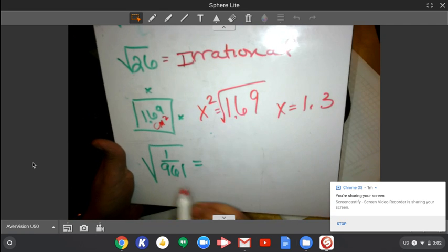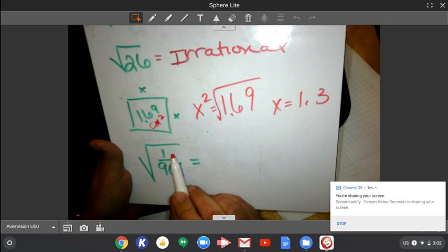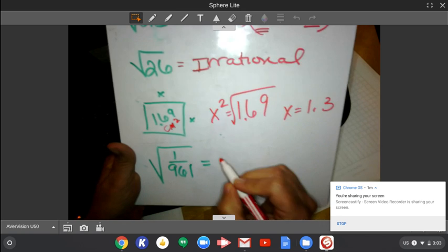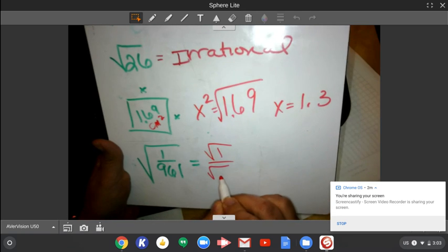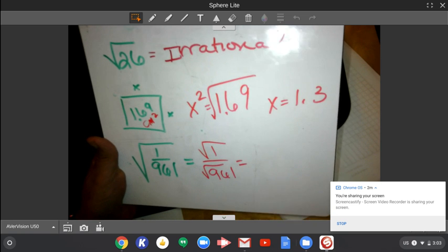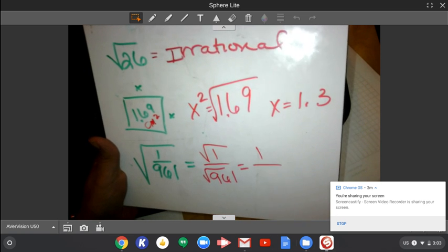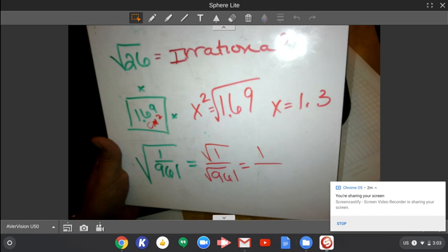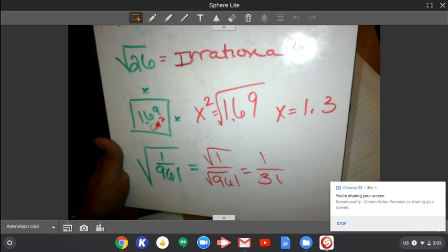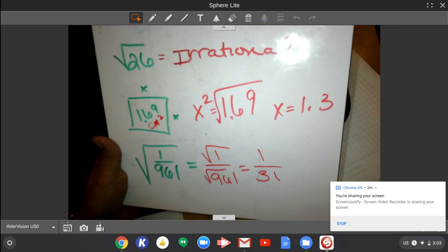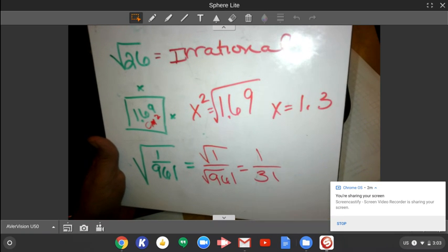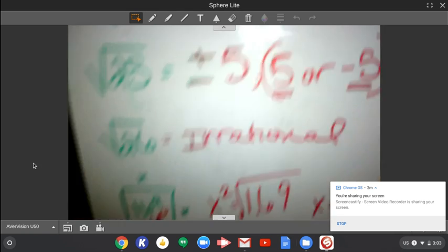Okay. The next thing you're going to look at is where you have to find the square root of fractions. It's very simple. You're going to take the square root of the top number, and you're going to take the square root of the bottom number. Okay, so the square root of 1 is 1. The square root of 961 is 31, because 31 times 31 equals 961. If it asks you for two answers in Clever, you're going to put one positive and one negative.